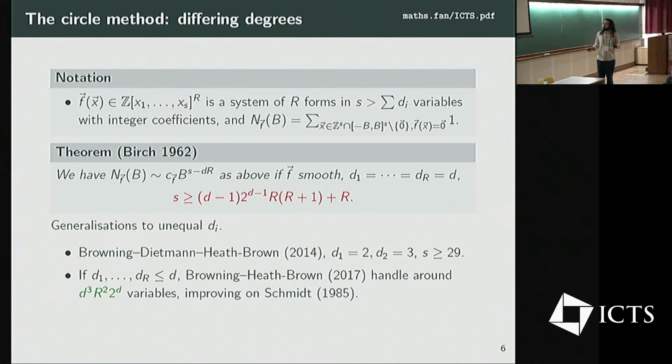So the original result of this form was a result of Schmidt, which had some write-downable but quite large number of variables. This was much improved by Browning and Heath-Brown. So in many special cases, the number of variables is less than this, where by special cases I mean for particular choices of the degrees. So for example, if you choose many quadratic forms and one form of degree D, something like this.